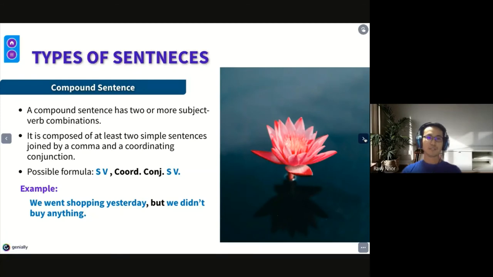Example: we went shopping yesterday, but we didn't buy anything. We went shopping yesterday is a simple sentence that has the formula subject and verb. And we didn't buy anything is also a simple sentence that has the formula subject and verb as well. So when you see this didn't, just consider it as part of the verb.